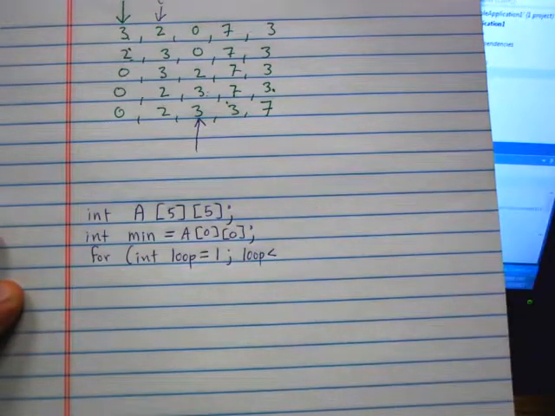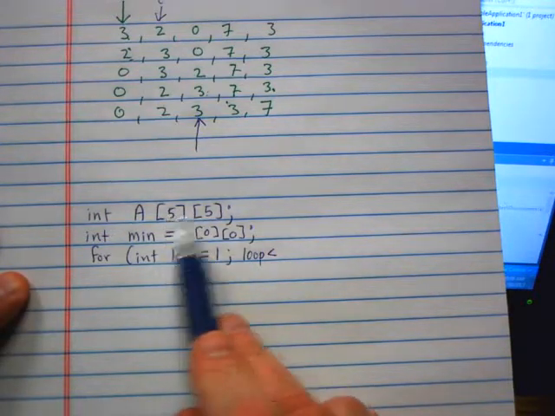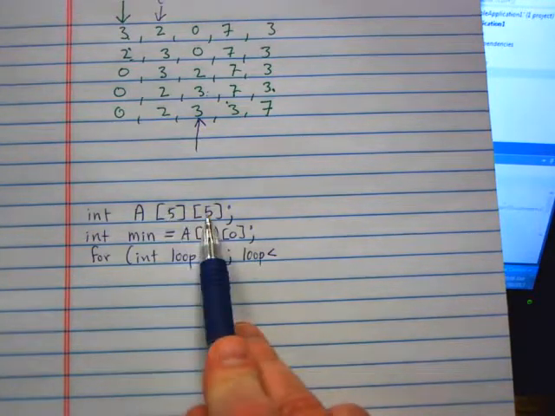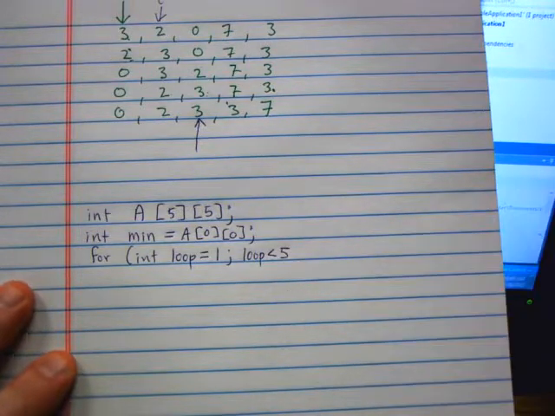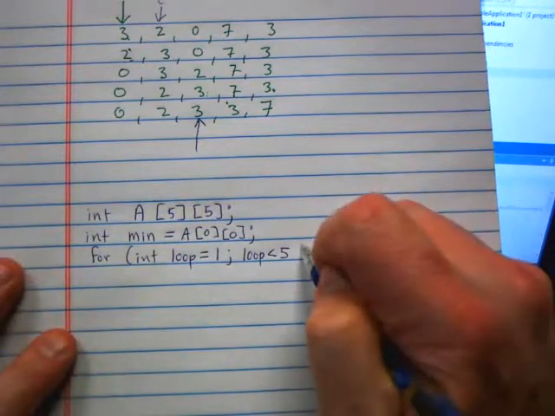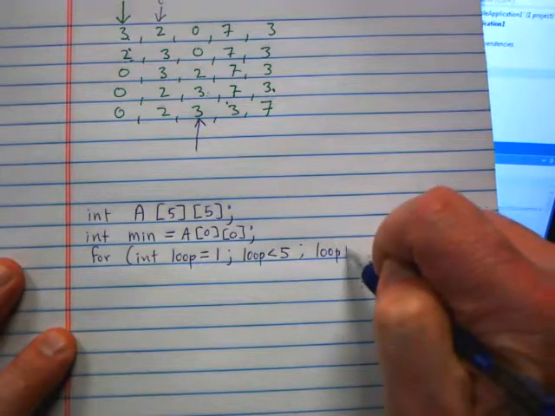Loop ends at? I've heard 4, I've heard less than or equal to 5, and less than or equal to 6. Less than or equal to 4, because if this is a 5 by 5 matrix, it's going to go 0, 1, 2, 3, 4. That's going to be our 5 spots. So it's either less than or equal to 4 or less than 5. Loop plus plus.